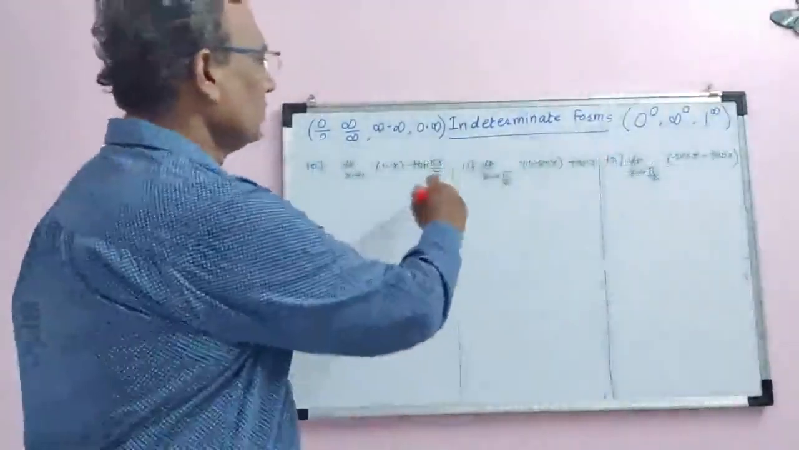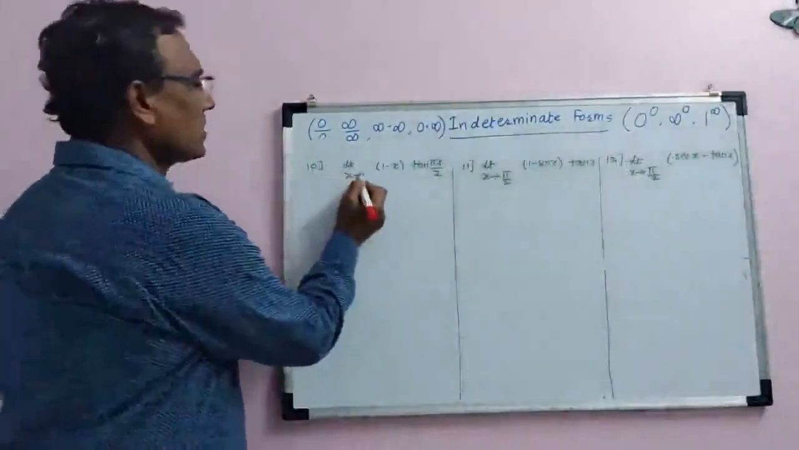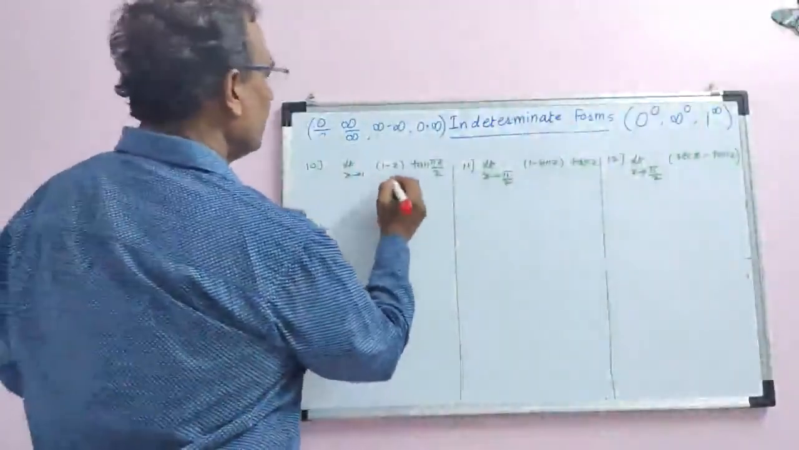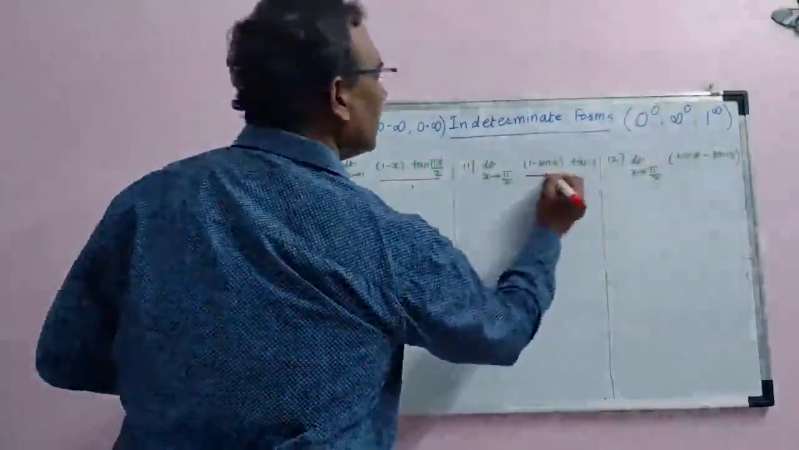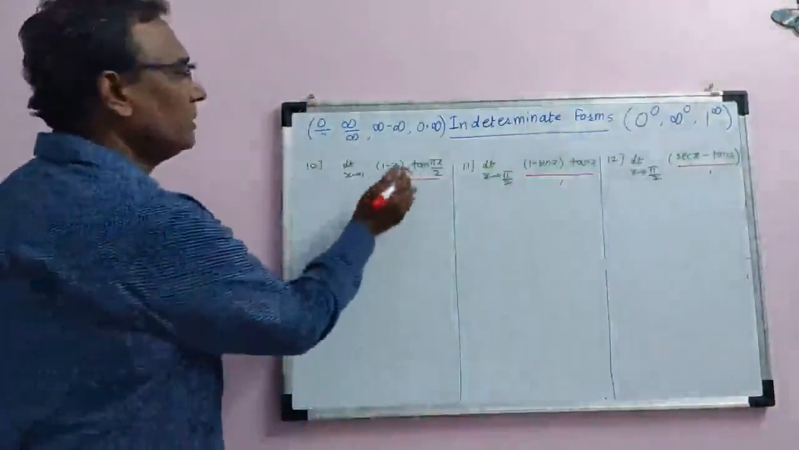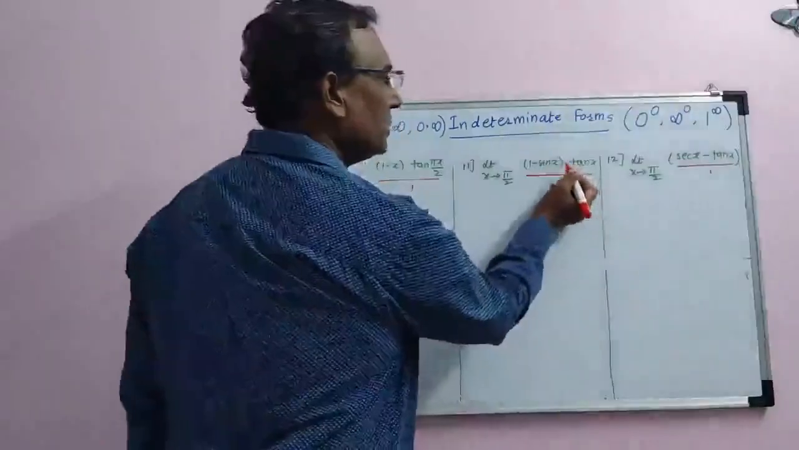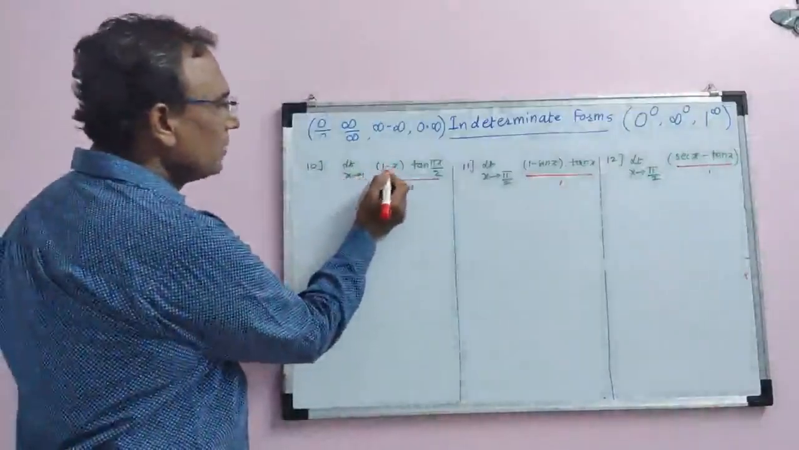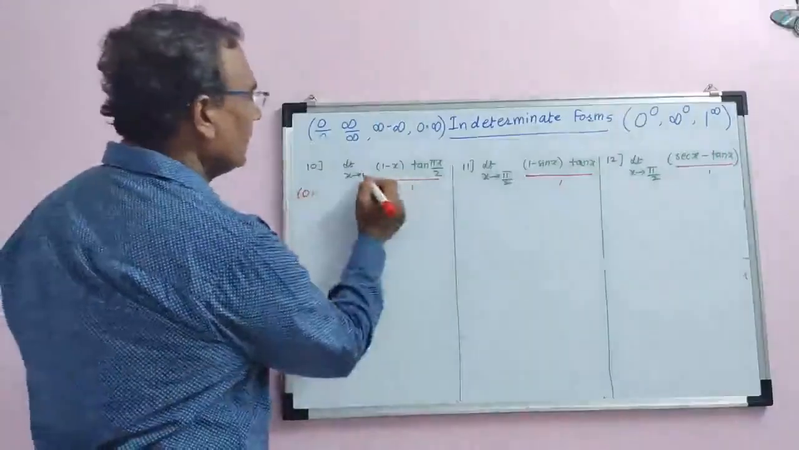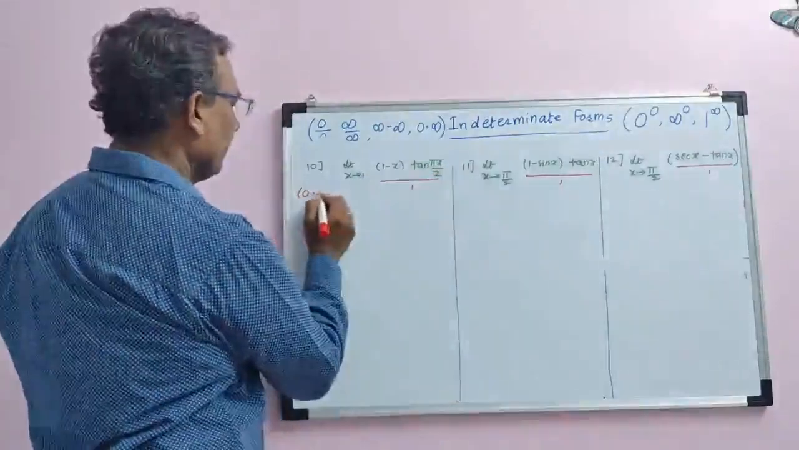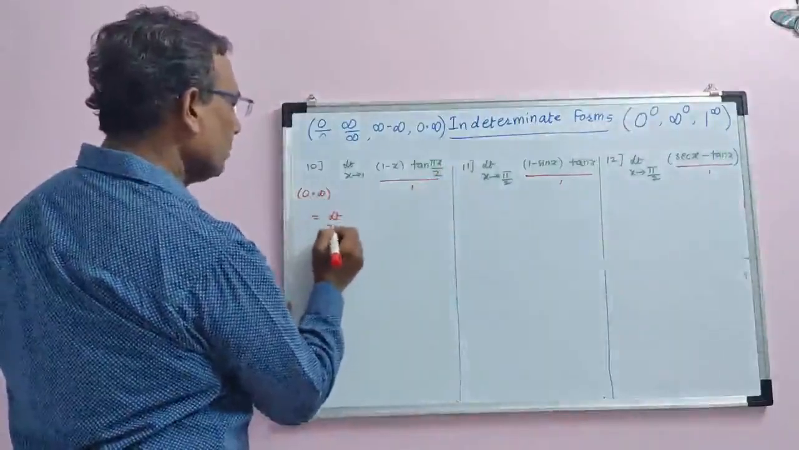Now we are going to solve this very quickly. Limit x tends to 1, this function, limit x tends to pi by 2, this function. If you look at it very carefully, here we have a single term, which means there is a product of these two functions. Put x equal to 1: 1 minus 1 is 0, and tan pi by 2 is infinity. Well, this is infinity into 0 form.